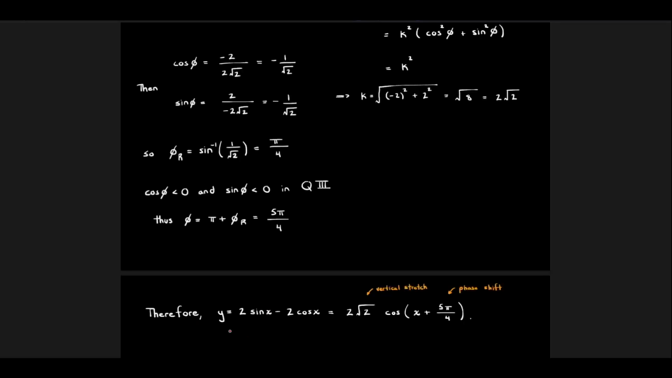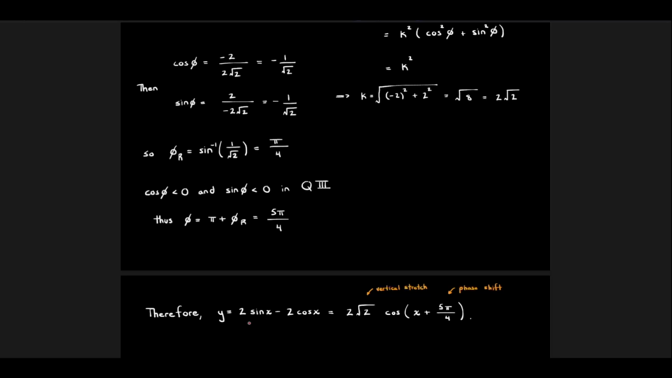Awesome. So what we have here is that the graph y equals 2 sine x minus 2 cosine x can be written as a scaled up version of a basic cosine curve. That vertical stretch factor is going to be 2 square root 2. And then there's also a phase shift. That phase shift is 5 pi over 4 units to the left. And so there we go.